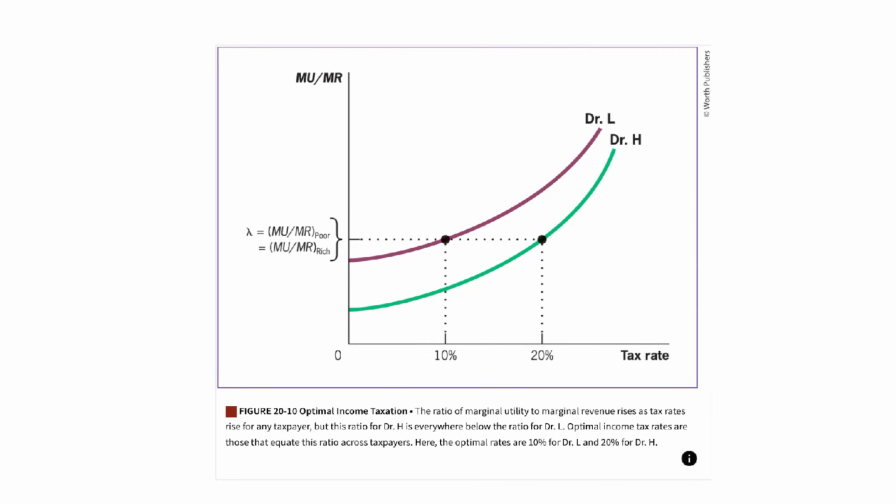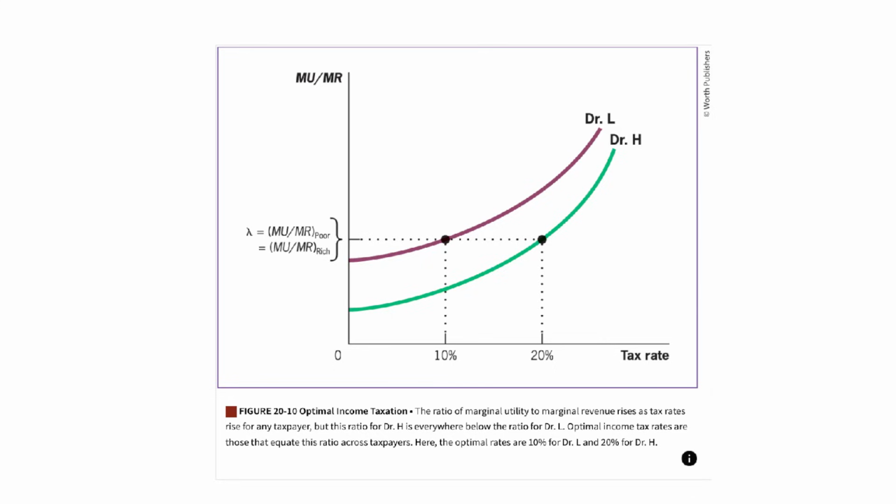Okay, so basically what you have here on the x-axis is the tax rate. On the y-axis, you have this ratio I talked about, which is marginal utility over marginal revenue. So the curve for Dr. L is higher than Dr. H because they have a higher marginal utility because they're poorer. Okay?